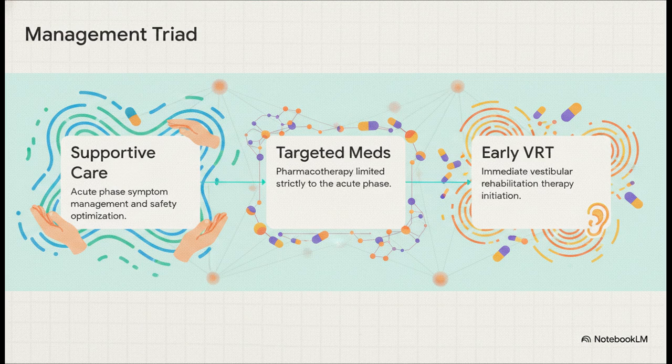How we navigate this exact tension in the first few days literally dictates the trajectory of that patient's entire recovery. To manage that tension effectively, we rely on a clear clinical protocol built on 3 pillars: supportive care, targeted pharmacotherapy, and early vestibular rehabilitation therapy, or VRT. Now, while the first 2 pillars are absolutely essential for managing the acute crisis and getting the patient stabilized, I really want to emphasize right off the bat that the third pillar, early VRT, is by far the most evidence-supported and clinically impactful intervention we actually have.